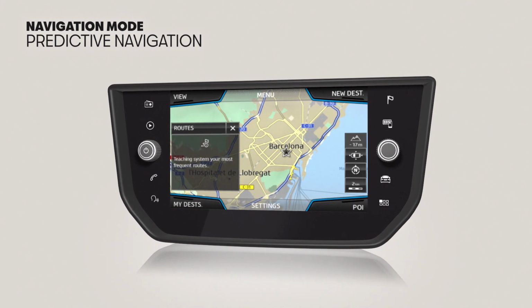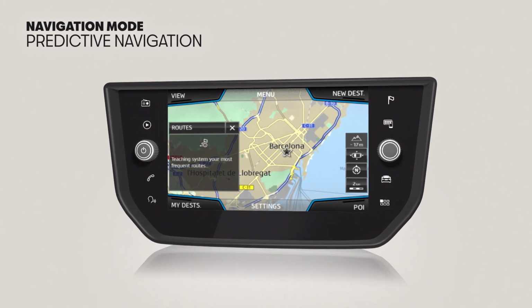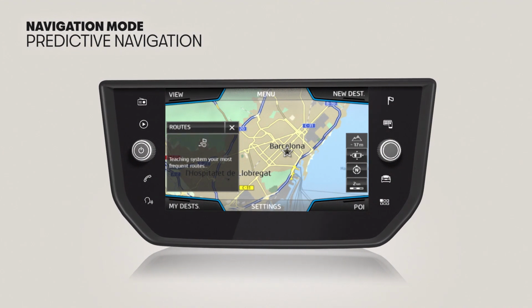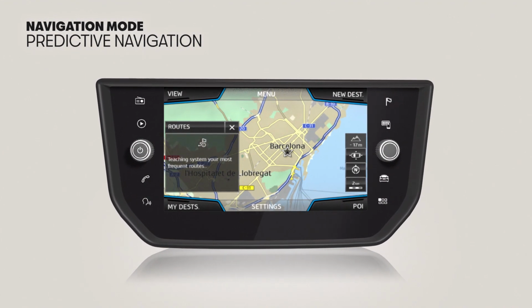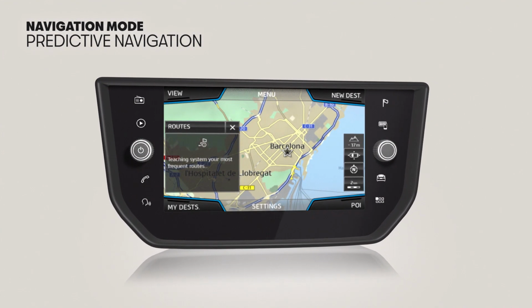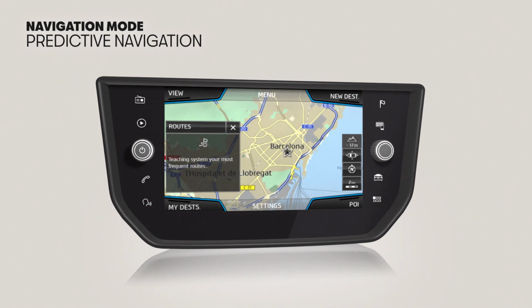your regular routes. During a regular route, the system will propose an alternative route when it receives a traffic report or news of an incident affecting this regular route in order to avoid the traffic problem.